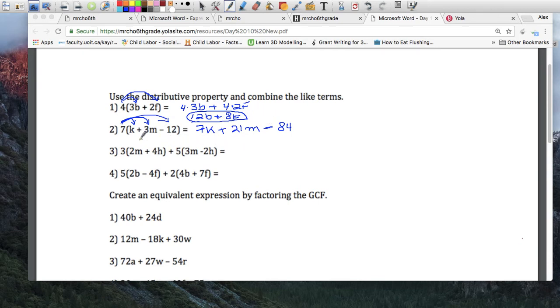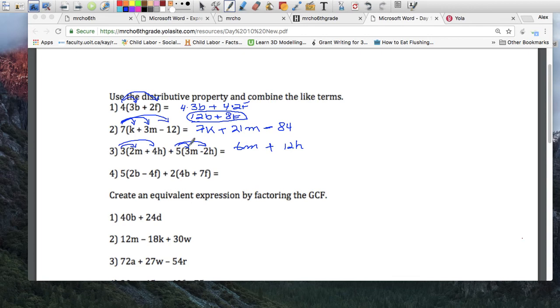Ooh, here, a little more complicated. So there are 2 distributive properties happening here. The first one is here. The second one is between the 5 and the 3m and the 5 and the 2h. So let's do the first one first. 3 times 2m is 6m, plus 3 times 4h is 12h. Okay, so we're done with the first one. Notice that once we do the distributive property, our parentheses are gone.